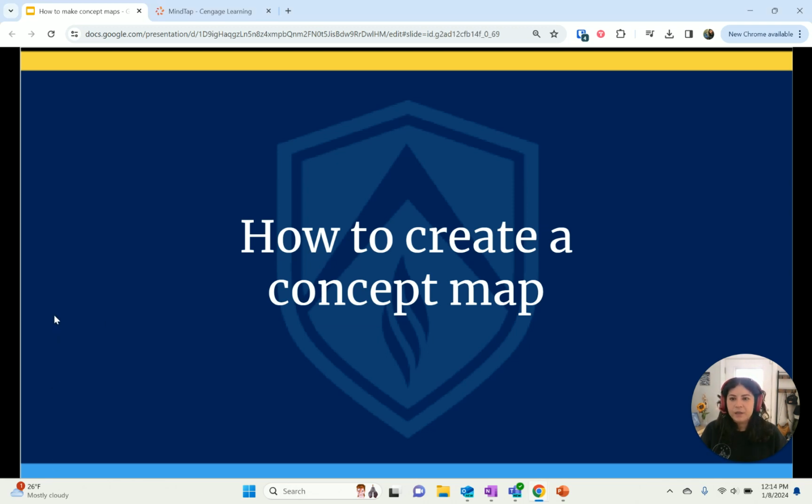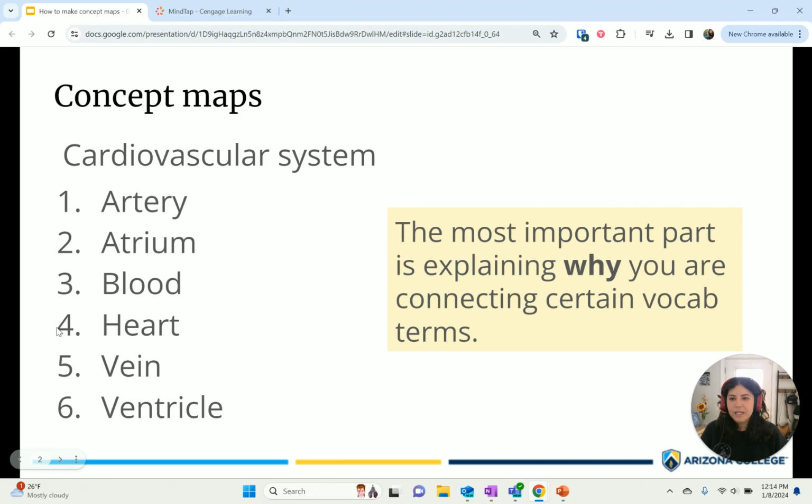So to do this, we are going to use an example. In this example, I'm going to be making a concept map about the cardiovascular system. And here are the 6 terms I need to use in my map. Just like how I will always give the terms to you, these terms are presented in alphabetical order. However, you don't have to use them in alphabetical order. You should decide the best order for you to place them in.